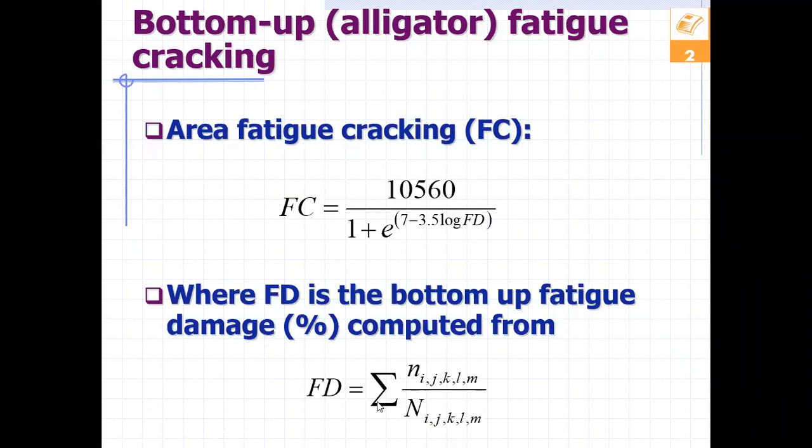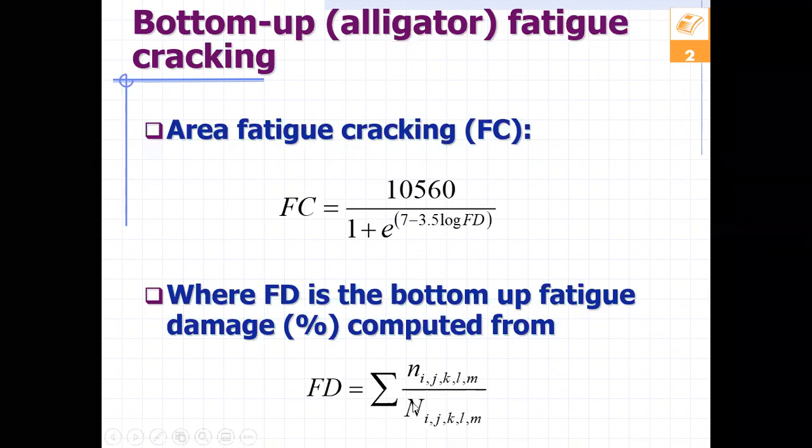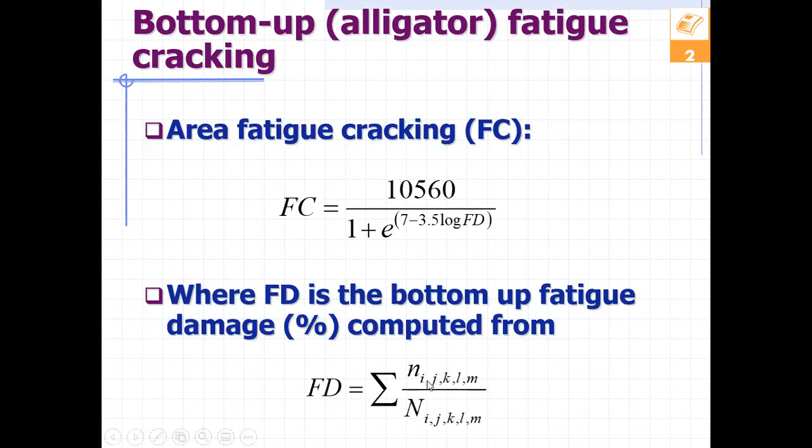And the capital N is the allowable number. And the I, J, K, L, M, it depends on the specific circumstances of the axle, the load, the weather condition, the elastic modulus of the materials as they change during different temperature and so on, okay?